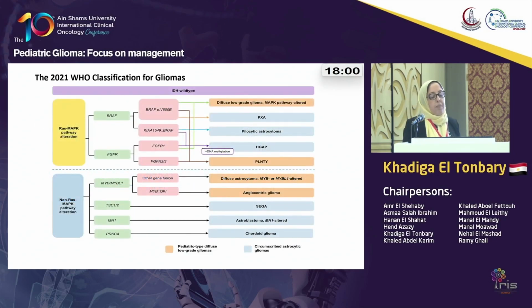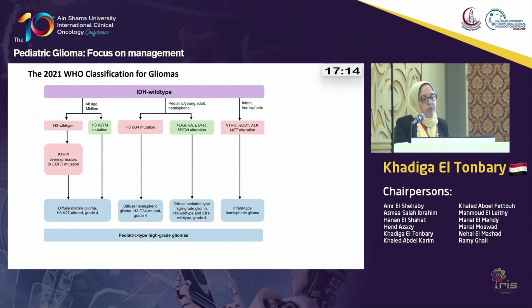This is a brief on the pathways of gliomas. We are talking mainly about the RAS-MAPK pathway alteration, including mainly BRAF, which includes the diffuse low-grade gliomas, KIAA1549, FGFR1, which includes pleomorphic xanthoastrocytoma, pilocytic astrocytoma, and high-grade astrocytoma with piloid features. And the non-RAS-MAPK pathway alterations, which are a bit less common, like the MYB gene family, including diffuse astrocytoma and angiocentric glioma, and subependymal glioma with TSC1, and choroid glioma.